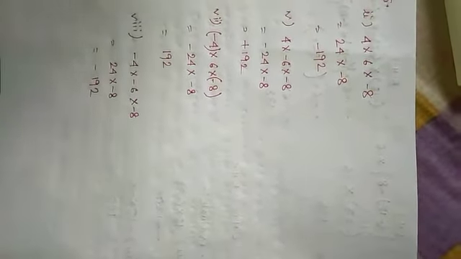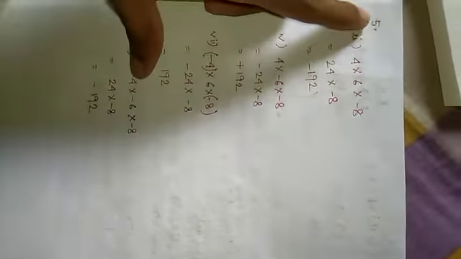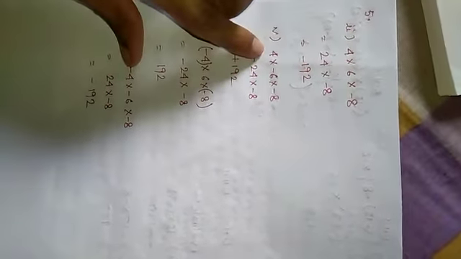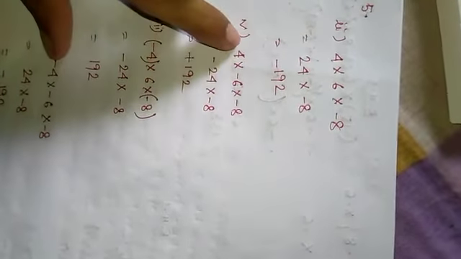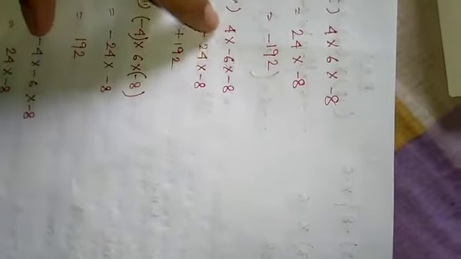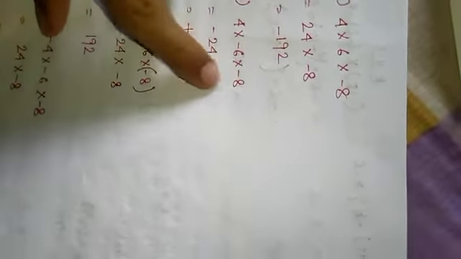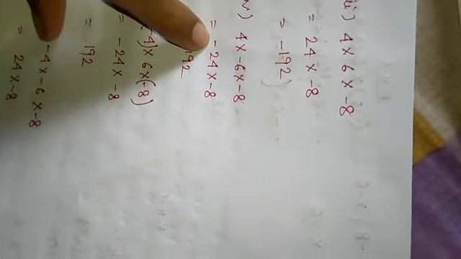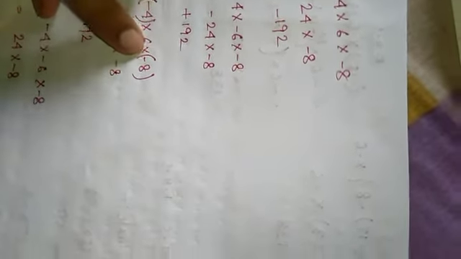There we need to find the product of some integers. We know that the same thing is applicable here. Suppose question number 5 is 4 into minus 6 into minus 8. At first, plus 4 into minus 6: the product of one positive integer and one negative integer will be negative. So minus 6 into 4 will be minus 24, into minus 8, and we know that the product of two negative integers will be positive. So minus 24 into minus 8 will be plus 192.